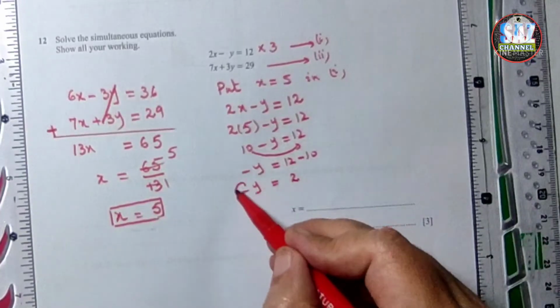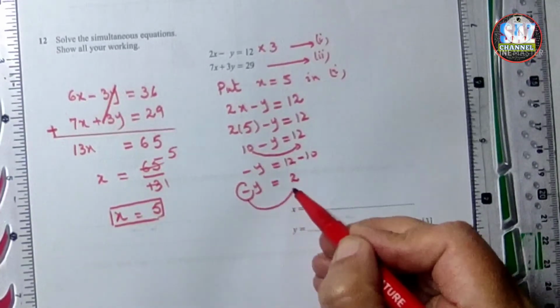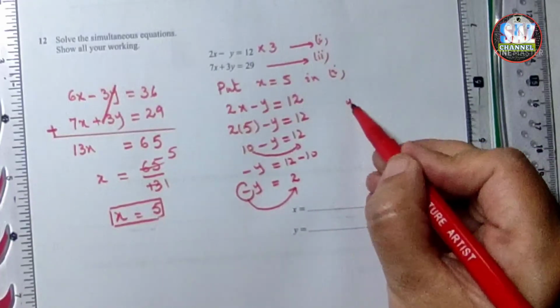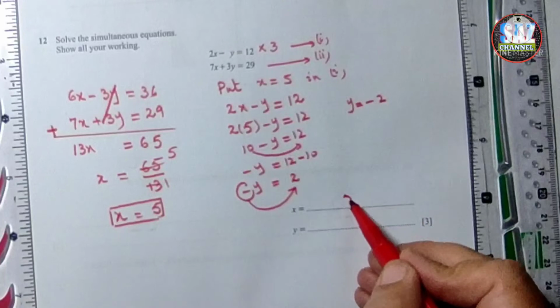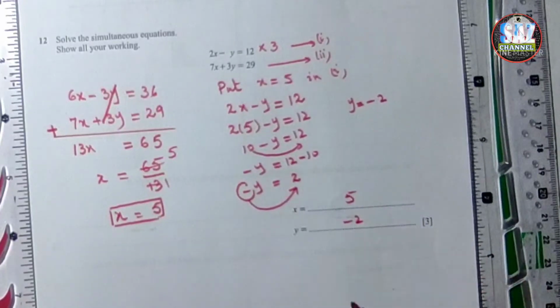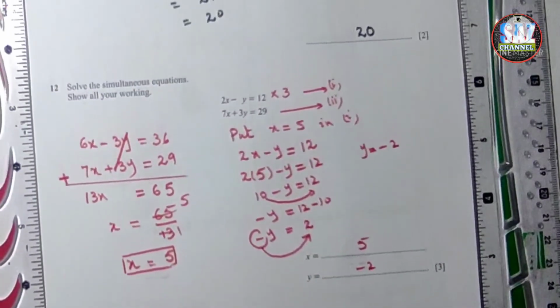Now we have to shift this minus sign to the other side. So y equals minus 2. So the x value is 5 and the y value is minus 2. Very easy question, and we can easily secure 3 marks.